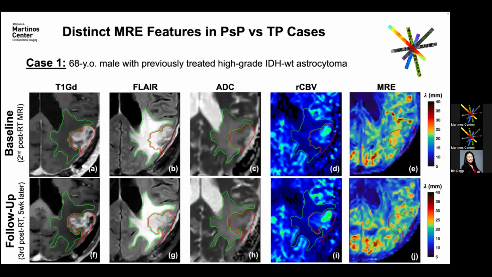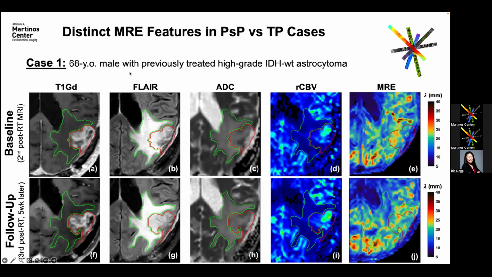So we just started this project last May. We have completed 3 patients and we're following 2. Nobody else has studied the MRE signatures of treatment-related changes, so we don't know exactly what to expect. We have a sense, but we don't know. I'm just going to show you some early images of 2 different patients.